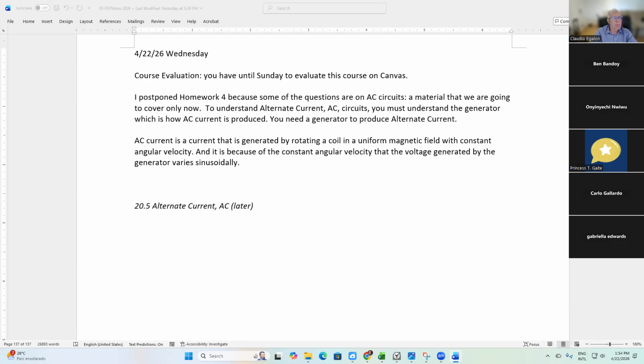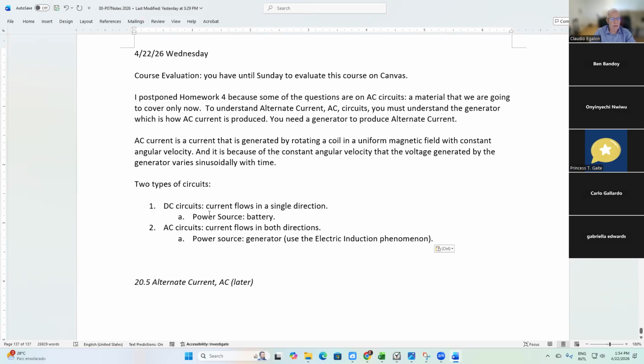And be reminded that there are two types of circuits. In DC circuits, current is constant and flows in a single direction, and the power source is the battery. In AC circuits, current flows in both directions, and the power source is the generator.